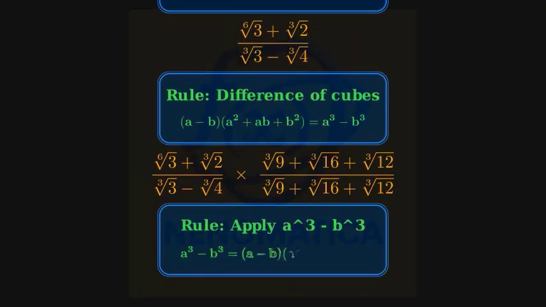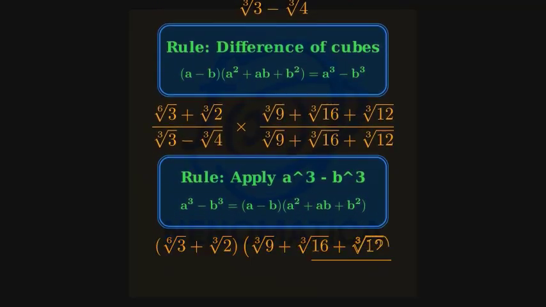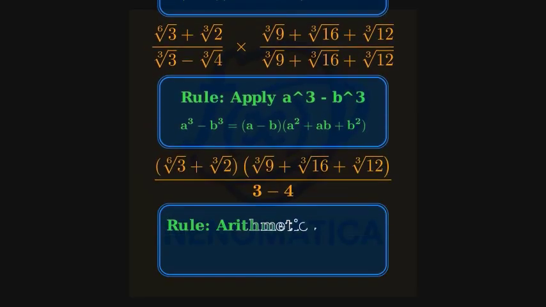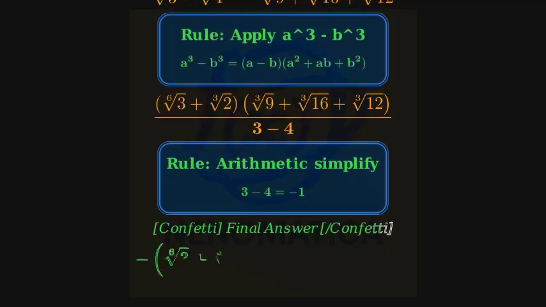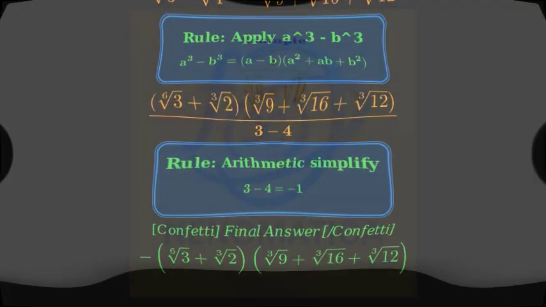Step 5. Apply the identity. The denominator collapses to a cubed minus b cubed, which is 3 minus 4 equals negative 1. Final step. Since 3 minus 4 equals negative 1, the entire fraction becomes negative the product in the numerator. That is our simplified answer.